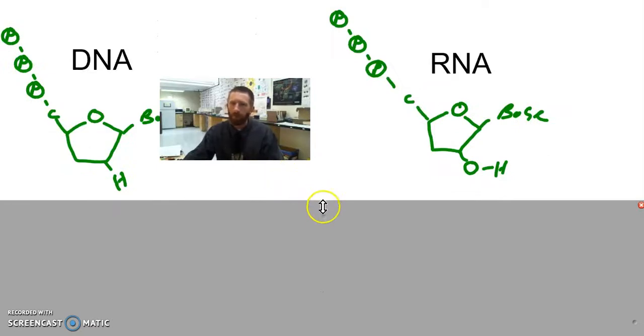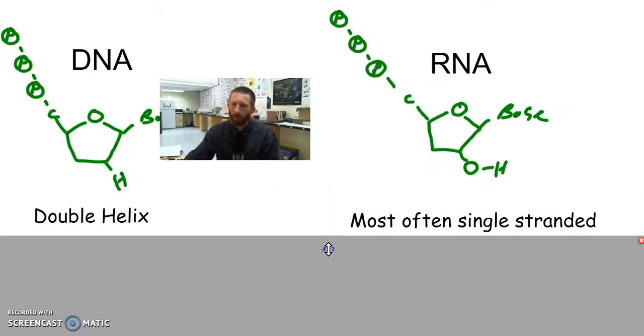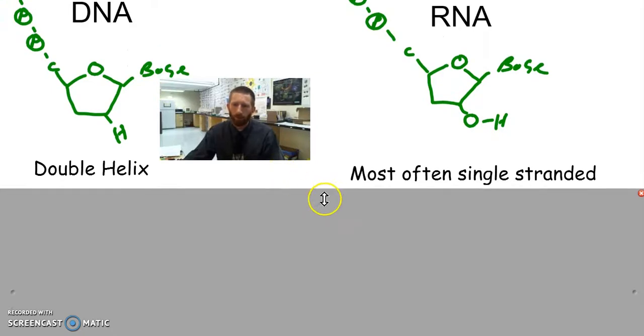So that's one difference, the name, deoxyribonucleic acid versus ribonucleic acid. DNA is obviously a double helix. We already talked about that. RNA is most often single-stranded, like 95% of the time, right? There's one type of RNA, tRNA, that's double-stranded for some portions, for some length, but we'll get into that in the next video. All right, so go ahead and write that down. That's the difference.